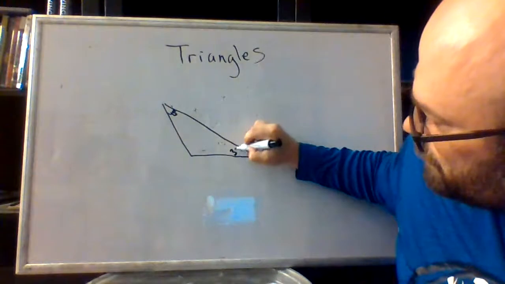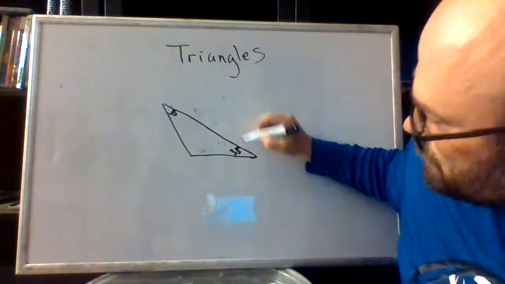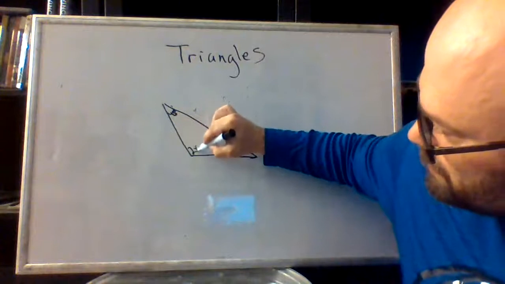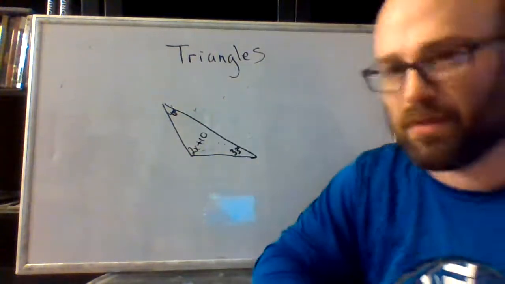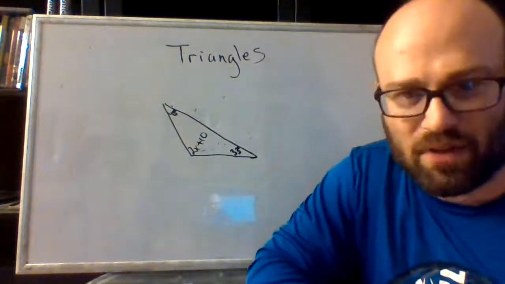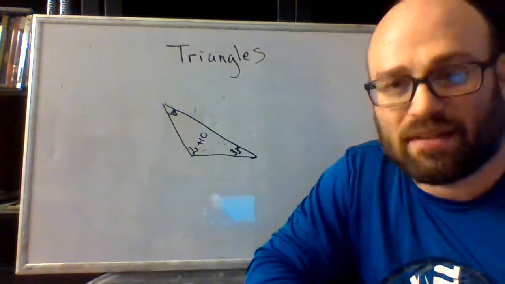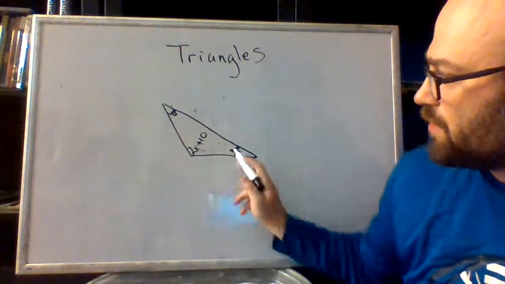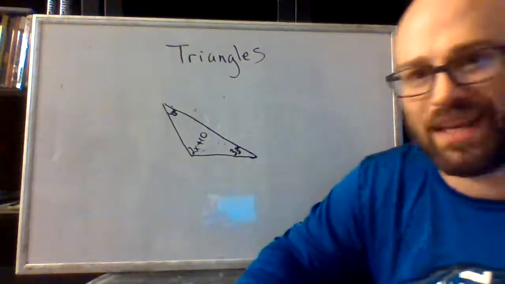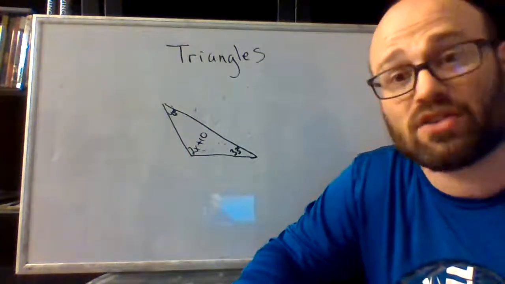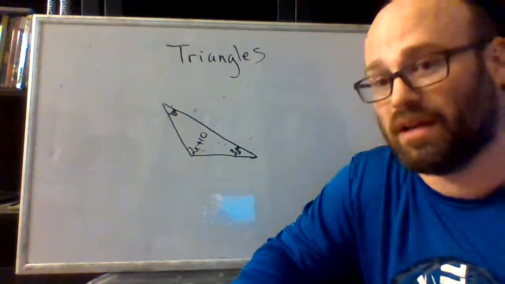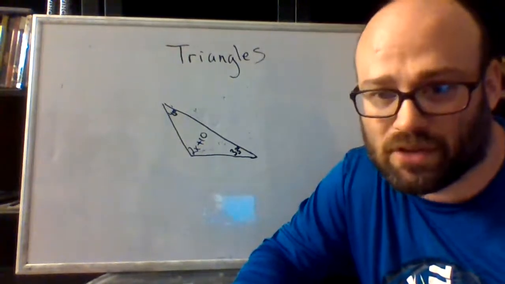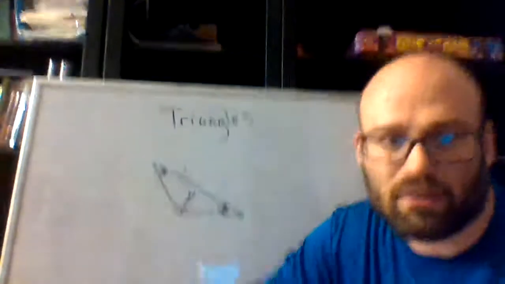This one's 33 degrees. I'm trying to make this a little bit bigger. Hopefully you can see it. And this one is going to be 2x plus 10. Now, remember, we just added another expression here. We're going to add these together. So we have 45 degrees here, 33, 2x plus 10. Remember, we can combine like terms. We know all these should equal 180 degrees no matter what.